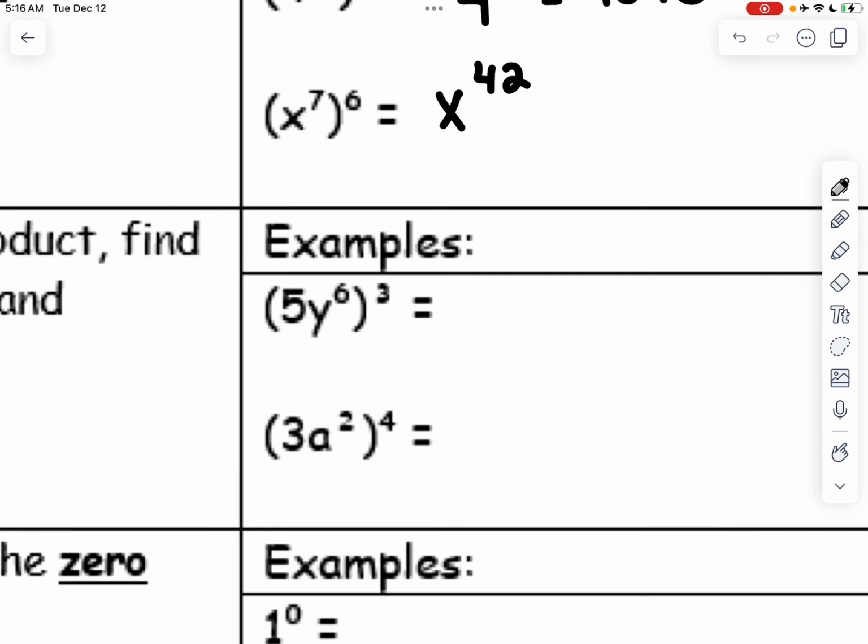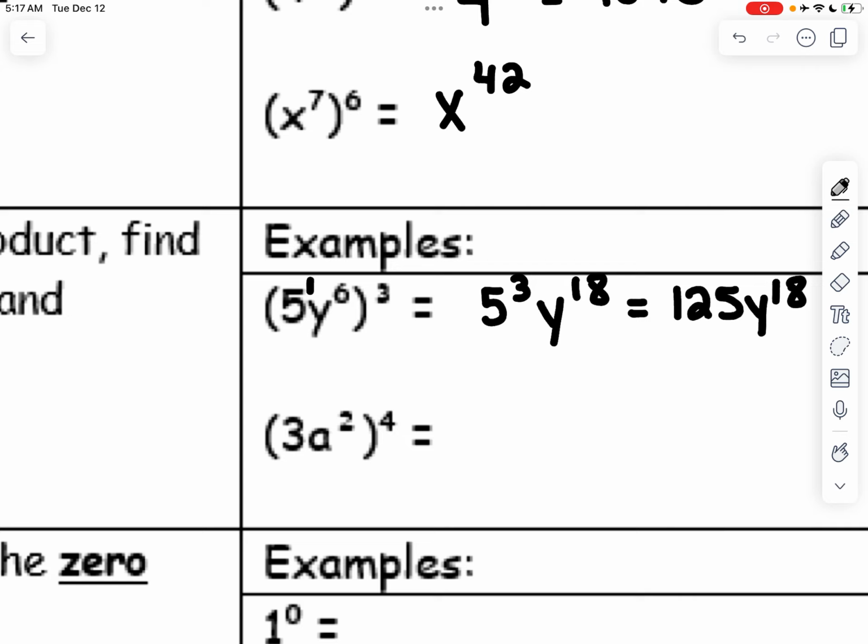Okay, so right now 5 is being raised to the first, but the outside power is a 3. So 5 is going to be raised to the third power, 1 times 3. Y is currently being raised to the sixth, and outside it's being raised to the third. 6 times 3 is 18, so y is now being raised to the 18th. And because 5 to the third you can calculate, 125, y to the 18th.